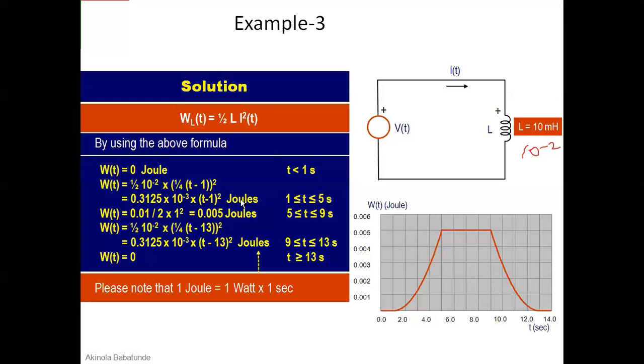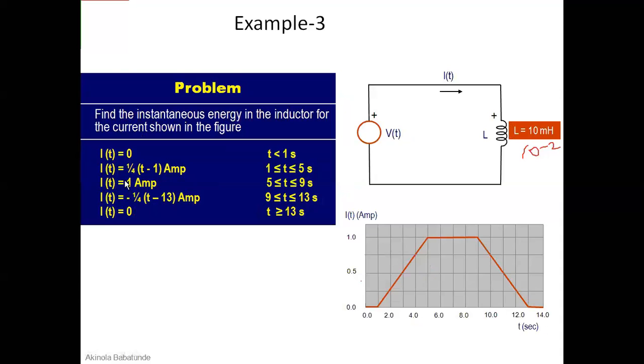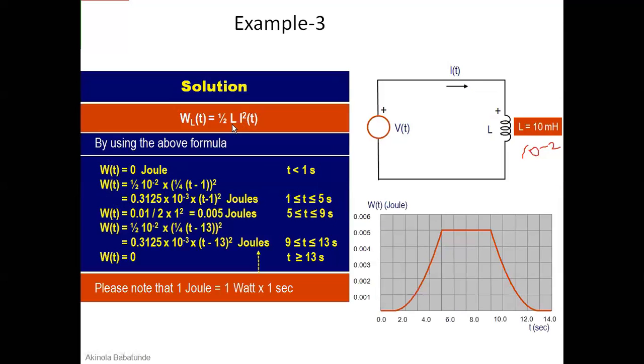Also, in a case where you have current as 1 ampere, this is another constant here. You just put that in here. When current is 1, you have 1/2 times L times 1. When you expand that, you get 0.005 joules. Okay, so this is the time range for that energy.